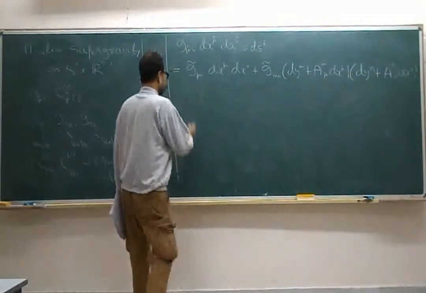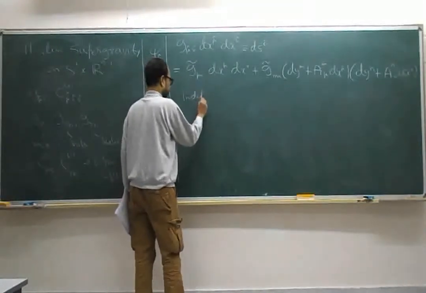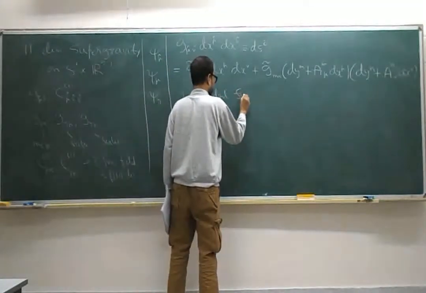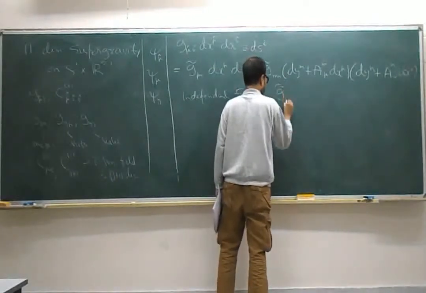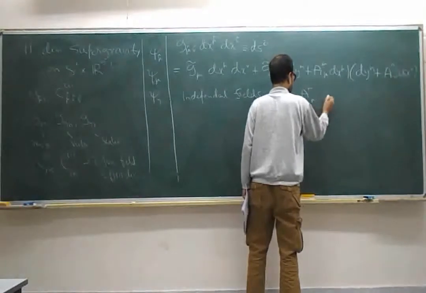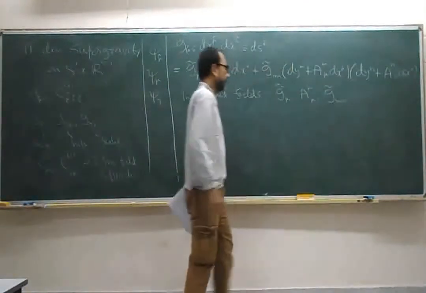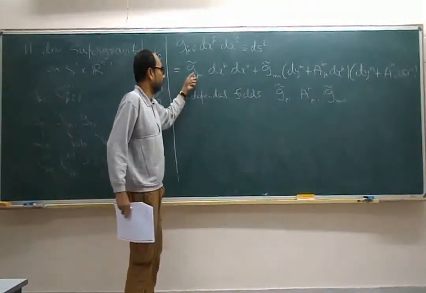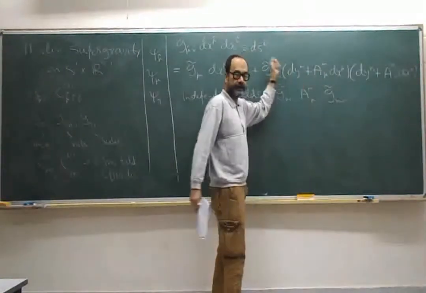Okay, so the independent fields that we will be taking are G tilde mu nu, A m mu, and G tilde mn. Okay. So these are the definitions. By definition, you find G tilde mu nu, G tilde mn, and A m mu by comparing these two metrics.